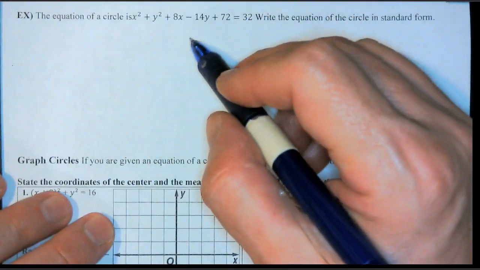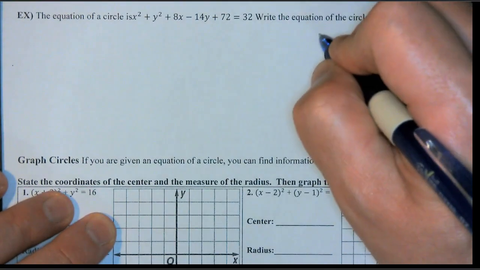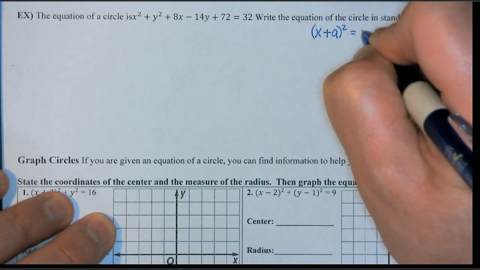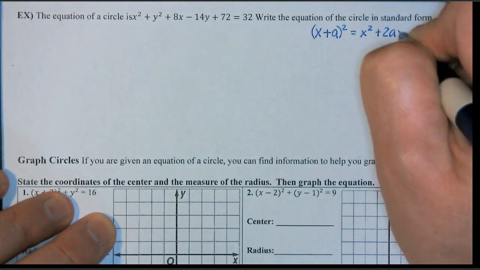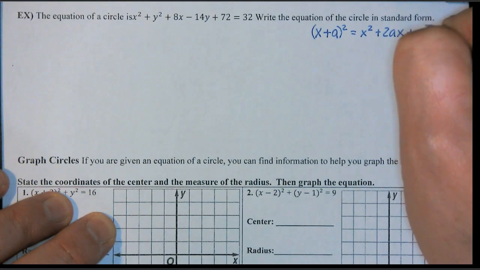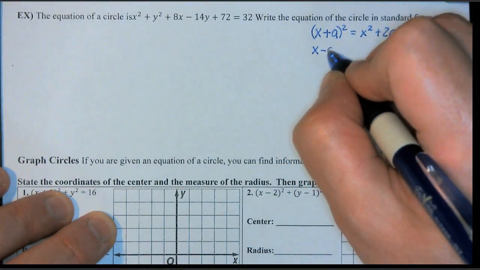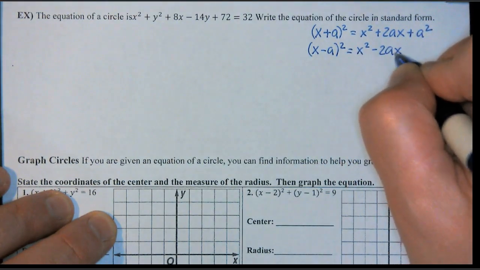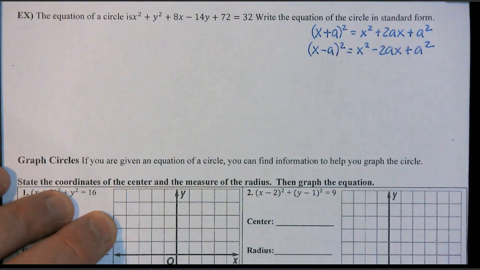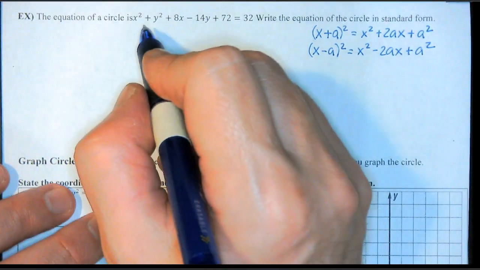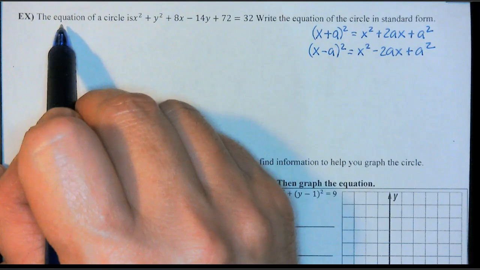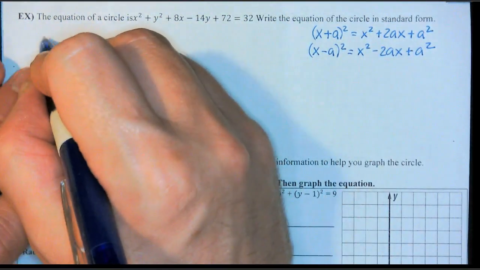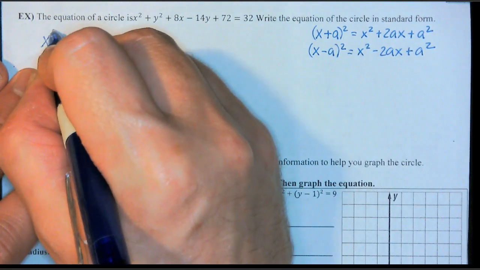Here on the back side, we have a problem very similar to the previous one. Please remember the formula: x plus a squared equals x squared plus 2ax plus a squared, and x minus a squared is x squared minus 2ax plus a squared. When I look at this, the equation of the circle is this one, and we write the equation in standard form. So basically, let's organize the equation.